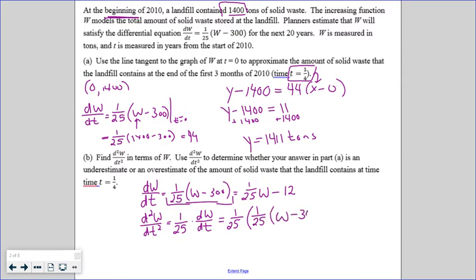W minus 300. Why did I replace that? Because it did ask me to write this in terms of W, and right here it would be in terms of the derivative. So I replaced it, so now we have that in terms of W. And I can leave that, or 1/25 times 1/25. What is that? 1/625.